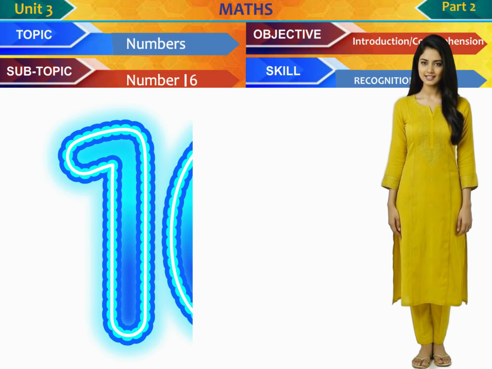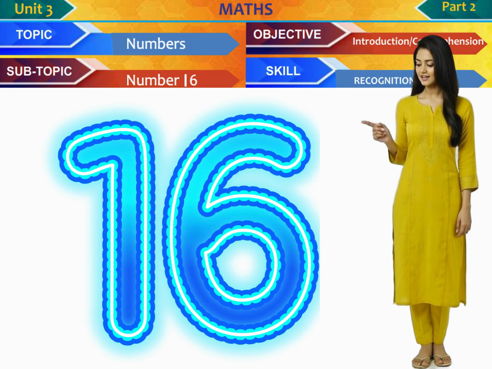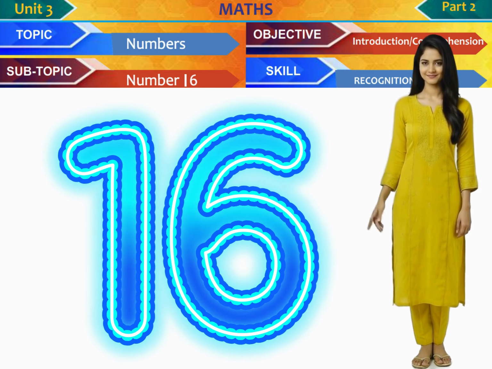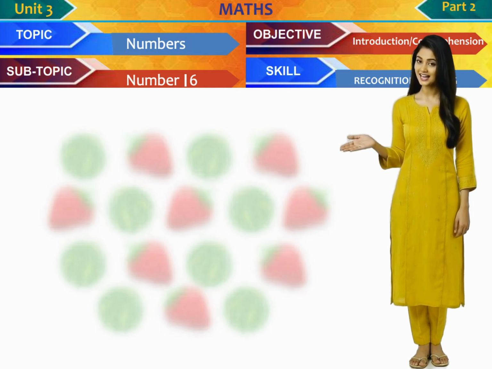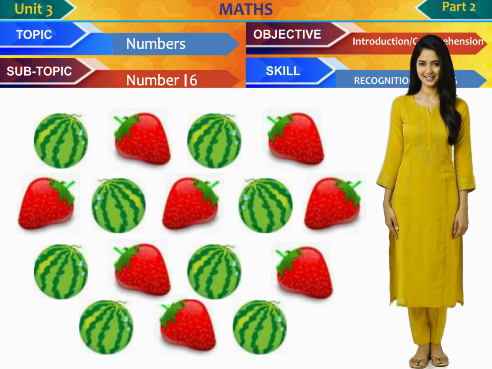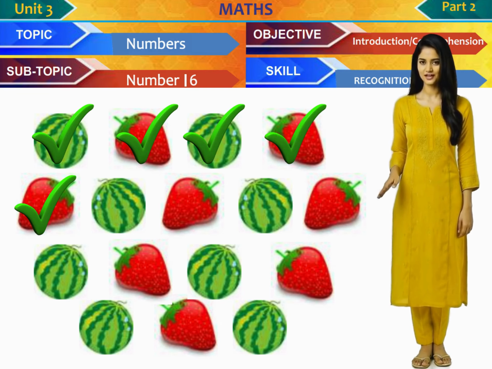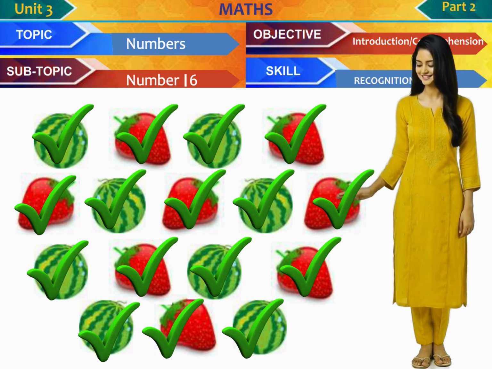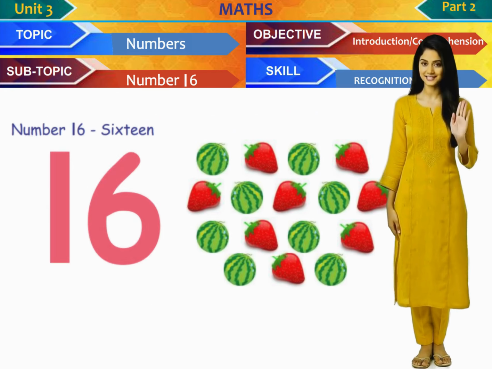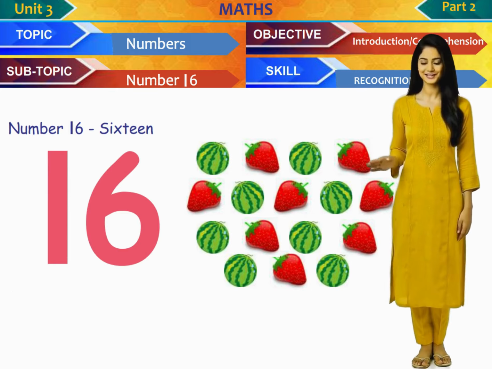This is number 16. 1 and 6 together make 16. It comes after 15 and before 17. Let's count the pictures and learn this number together. 1, 2, 3, 4, 5, 6, 7, 8, 9, 10, 11, 12, 13, 14, 15, 16. Yes, there are total 16 fruits. Very good, children.